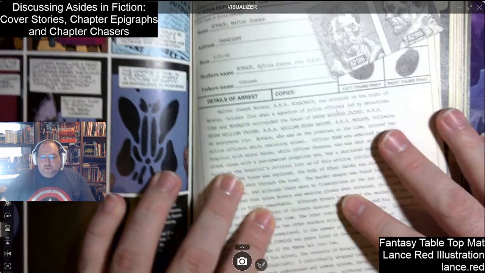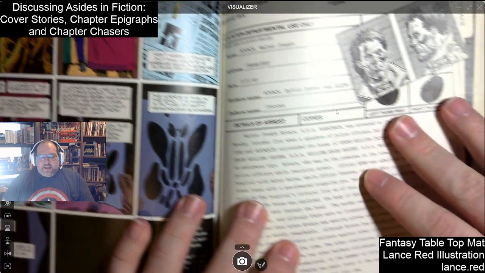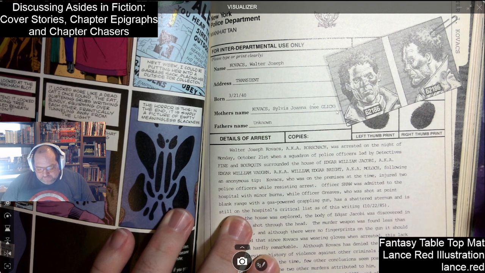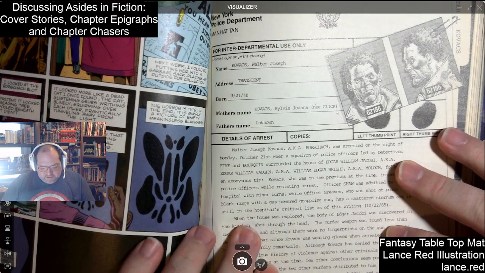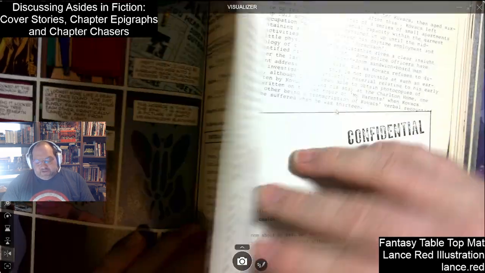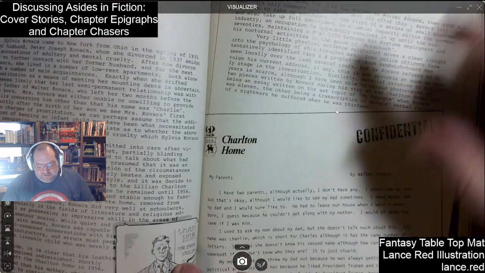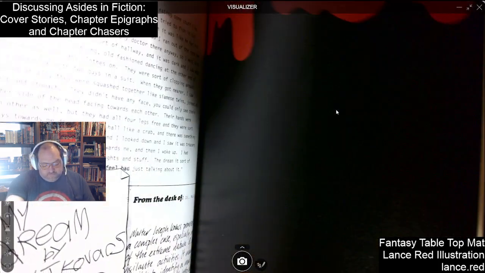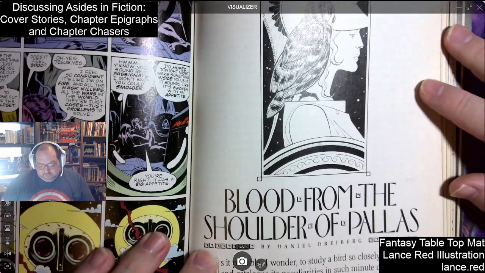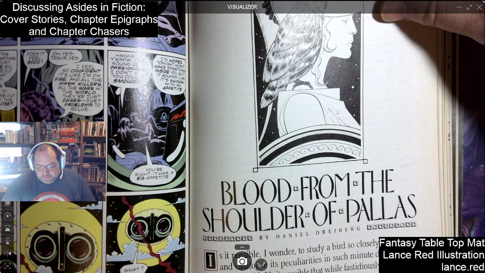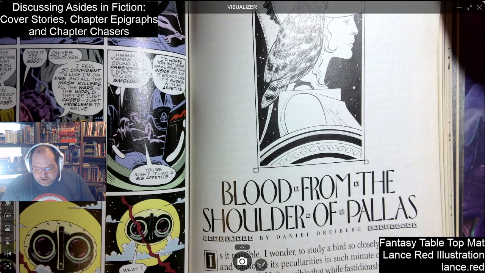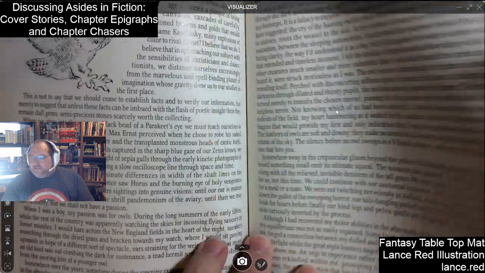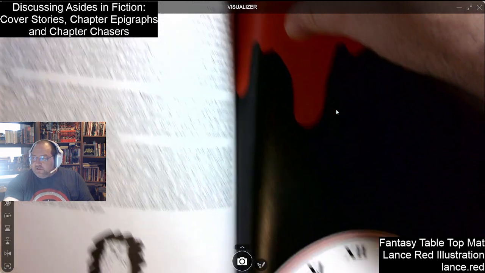Throughout the story, Rorschach, this last chapter has to do with Rorschach having been arrested. This is his rap sheet, with kind of psychological details as he's going through counseling at the moment. So confidential, and it's actually presented like it's a piece of paper on a desk. We get Blood from the Shoulders of Pallas, following his text reprinted from the Journal of the American Ornithological Society. It's going to talk about owls and other stuff like that. The clock is closer.